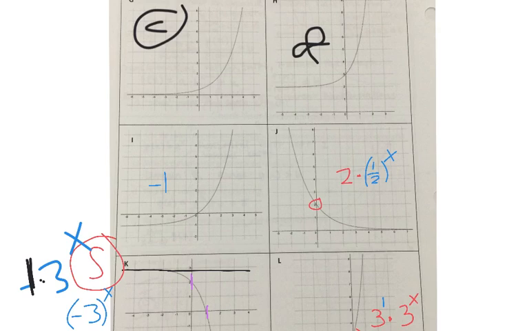Look at 6, and we've kind of already talked about this one. Petra believes that graph L represents the parent function y equals 3 raised to the x after it has been shifted to the left 1 unit. Pierre believes the graph L represents the parent function y equals 3 raised to the x after it has been vertically stretched by a factor of 3. Who is correct? Give a convincing reasoning.